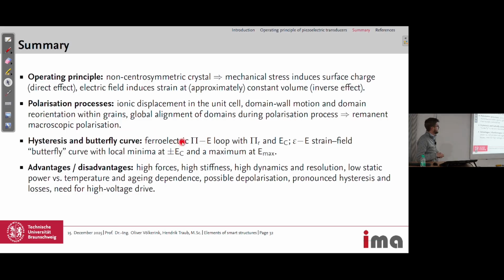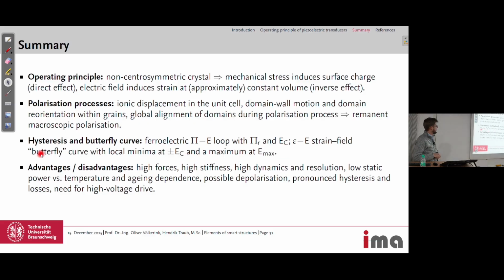So the ferroelectric polarization P over E loop with the remanent polarization and the coercive field strength. And we have the elongation over the electric field, the strain field butterfly curve. There we have the local minima at the coercive field strength and the maximum at the maximum field strength.